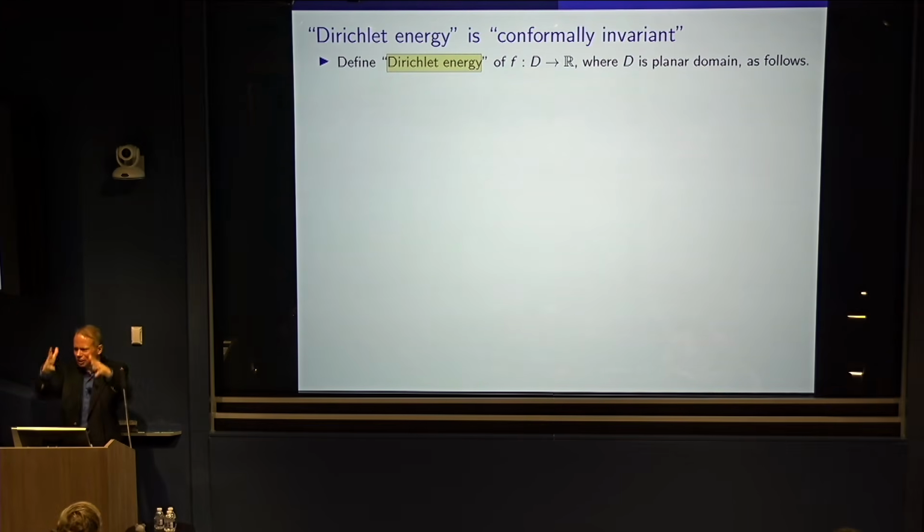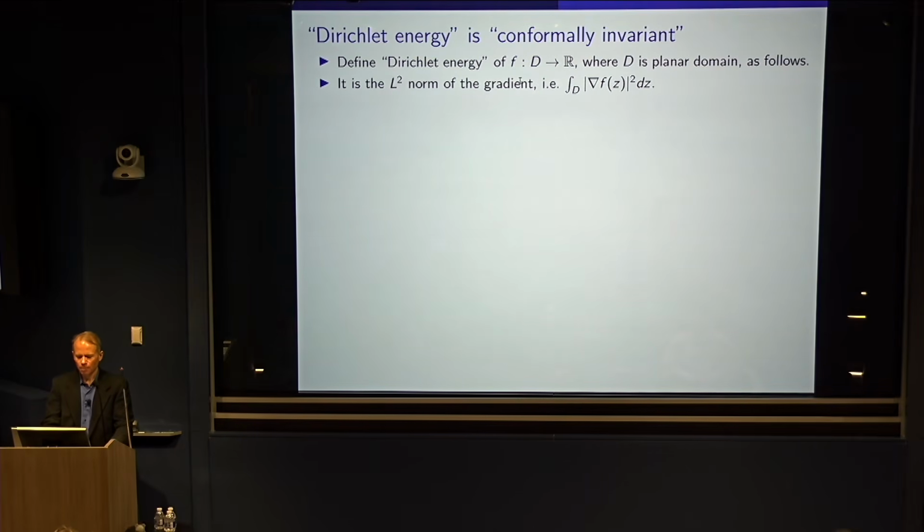It's basically a measure of how variable a function is, how much it's going up and down. Imagine a function f from a planar domain D to the real numbers. I take what's called the L2 norm of the gradient of the function. So it's an integral of the square of the gradient of a function.